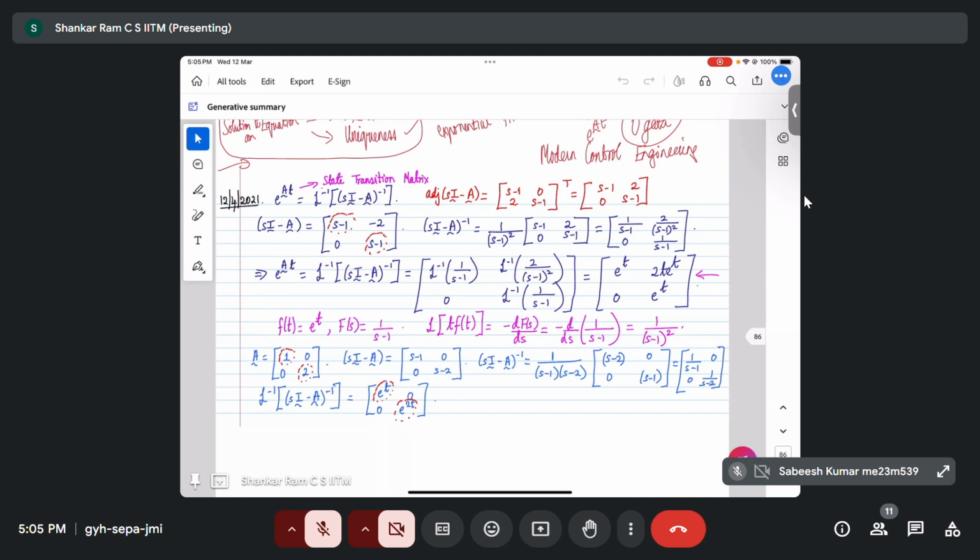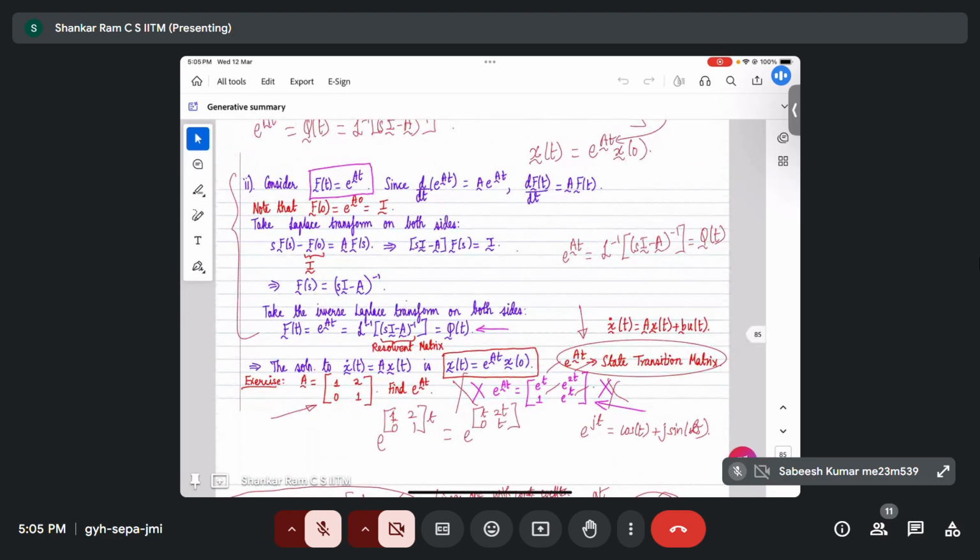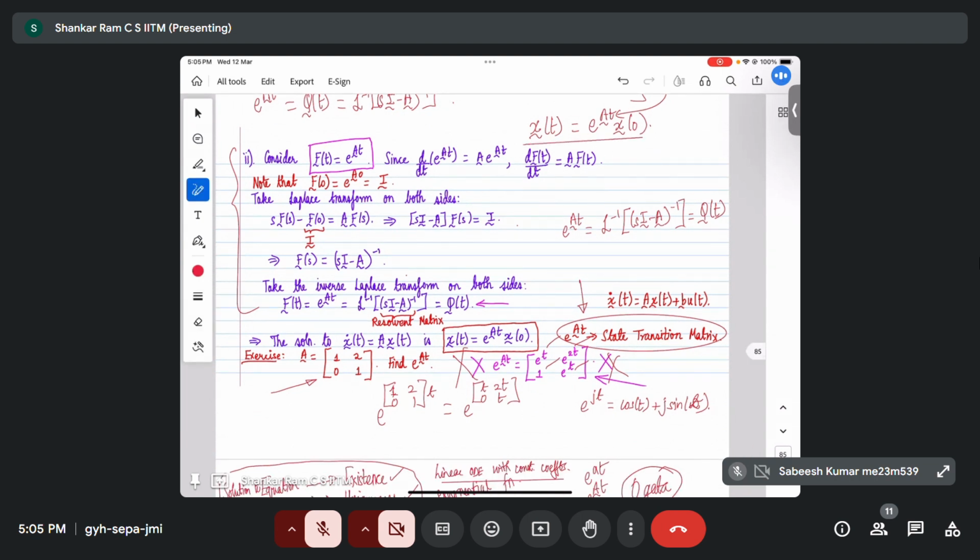Moving forward from here, if we recall, we were looking at the state space representation, and in the previous class we essentially considered the solution of the state space equation. Before that, we considered the first order homogeneous ODE, and we saw that the solution will be e power at x0, and e power at is what is called the state transition matrix.